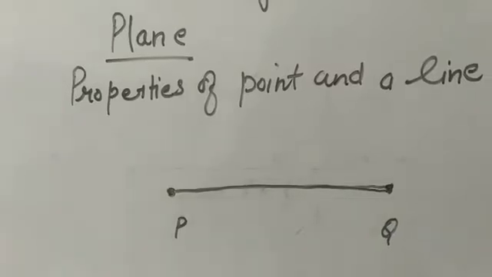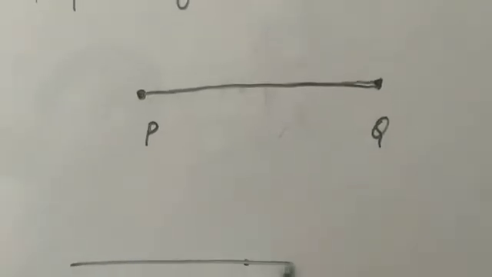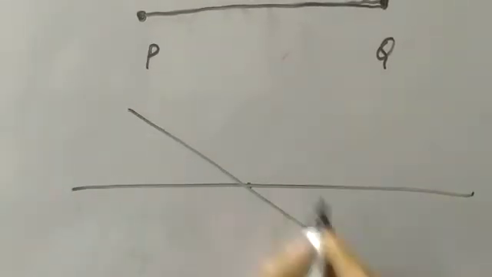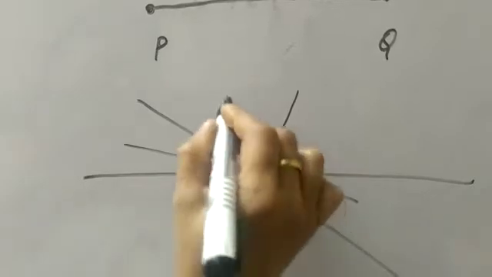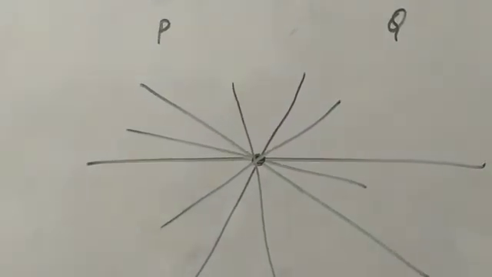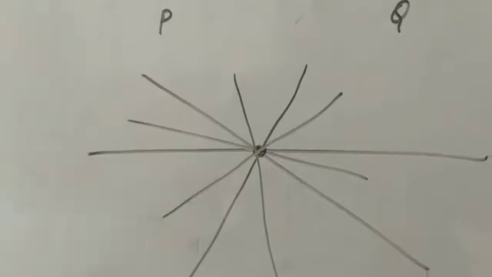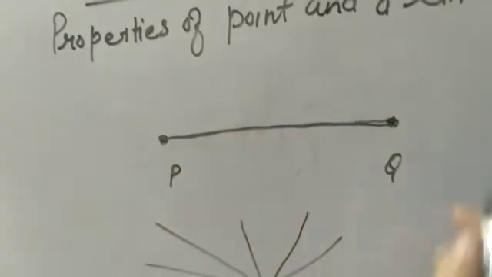But if 1 point is given, how many lines can we pass? We can pass a number of lines through it. This is the 1 point. So we can pass many lines through this point. So these are the two properties of point and a line.